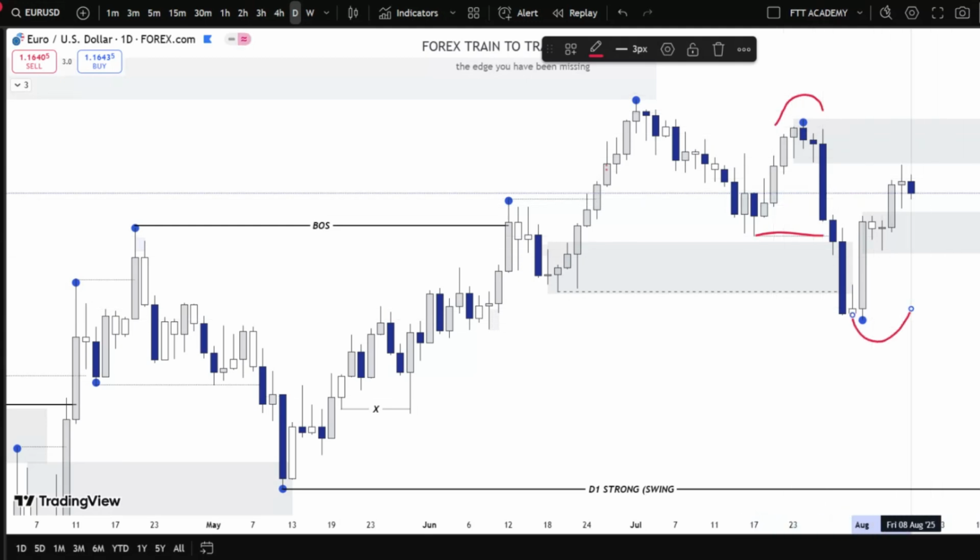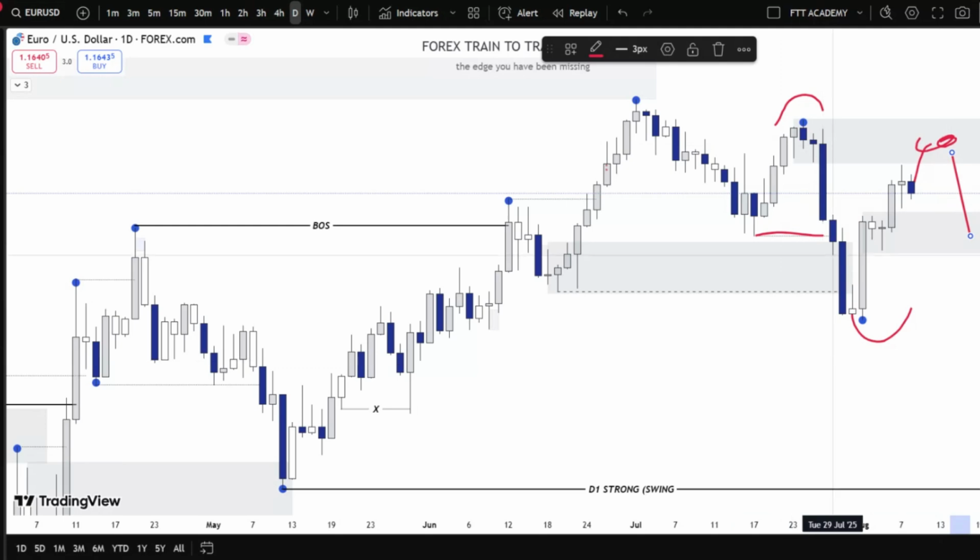So price ended here this week, and as price ended here, this now becomes a supply level where price can react in the future. It could be next week, it could be after next week, we don't know. But the point is that that is a level where price can react. So we are just expecting price to push into this level and continue down. That should be our expectation.